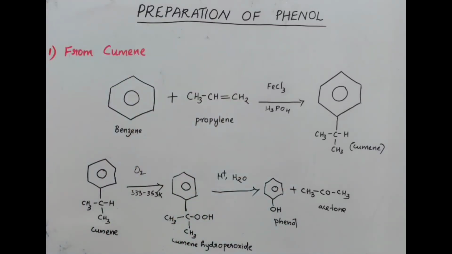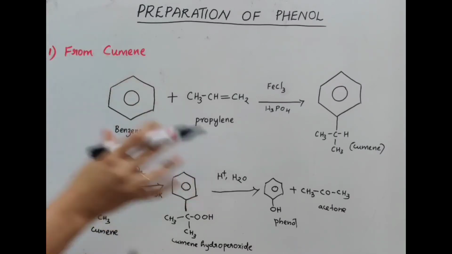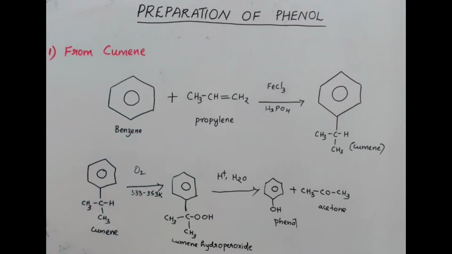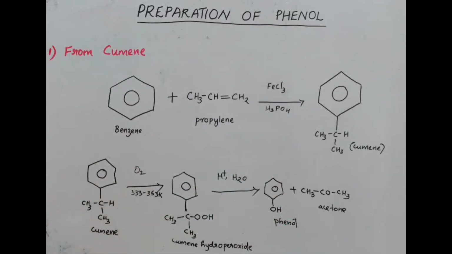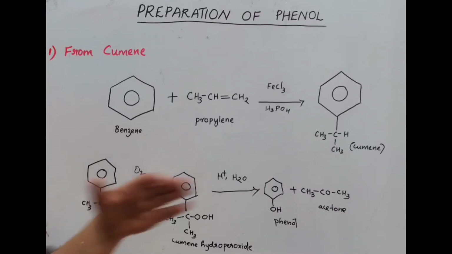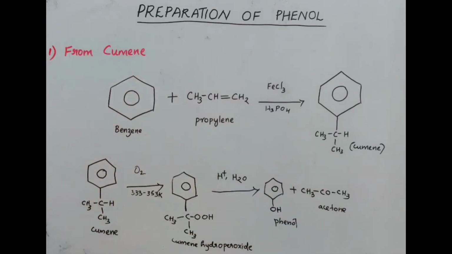That is acetone. The byproduct formed in this preparation is acetone. What is the importance of acetone? Acetone is the valuable byproduct. You can say that acetone is the valuable byproduct we are getting. Here we are getting the most valuable byproduct, acetone, and the success of this method is due to the availability of benzene also.